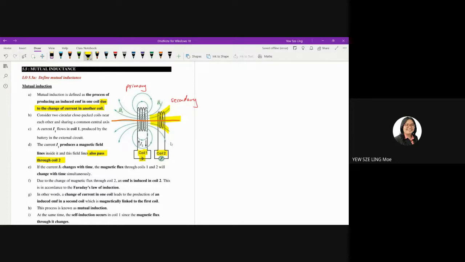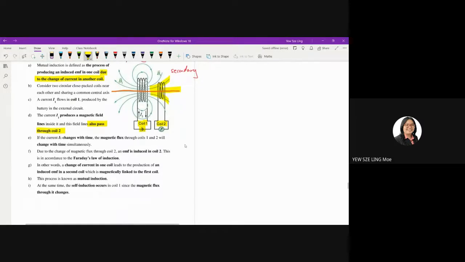That's why if you look at the definition of mutual induction again, it is a process of producing an induced EMF in one coil due to the change in another coil. Any changes that you make on coil 1 will affect coil 2. That is the reason why we call it mutual. So if current I1 changes with time, the magnetic flux through coil 1 and coil 2 will change with time simultaneously. So both of them will change.